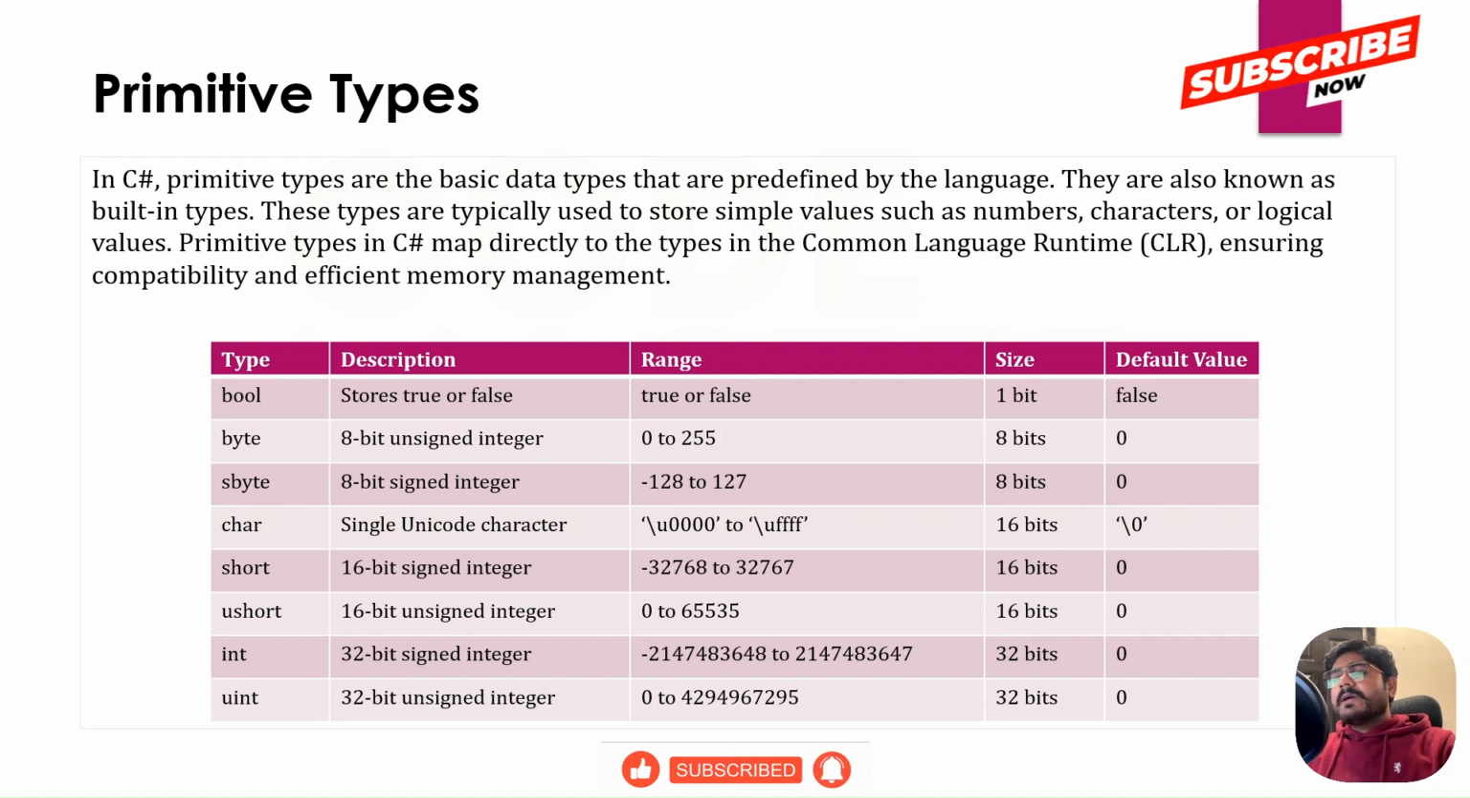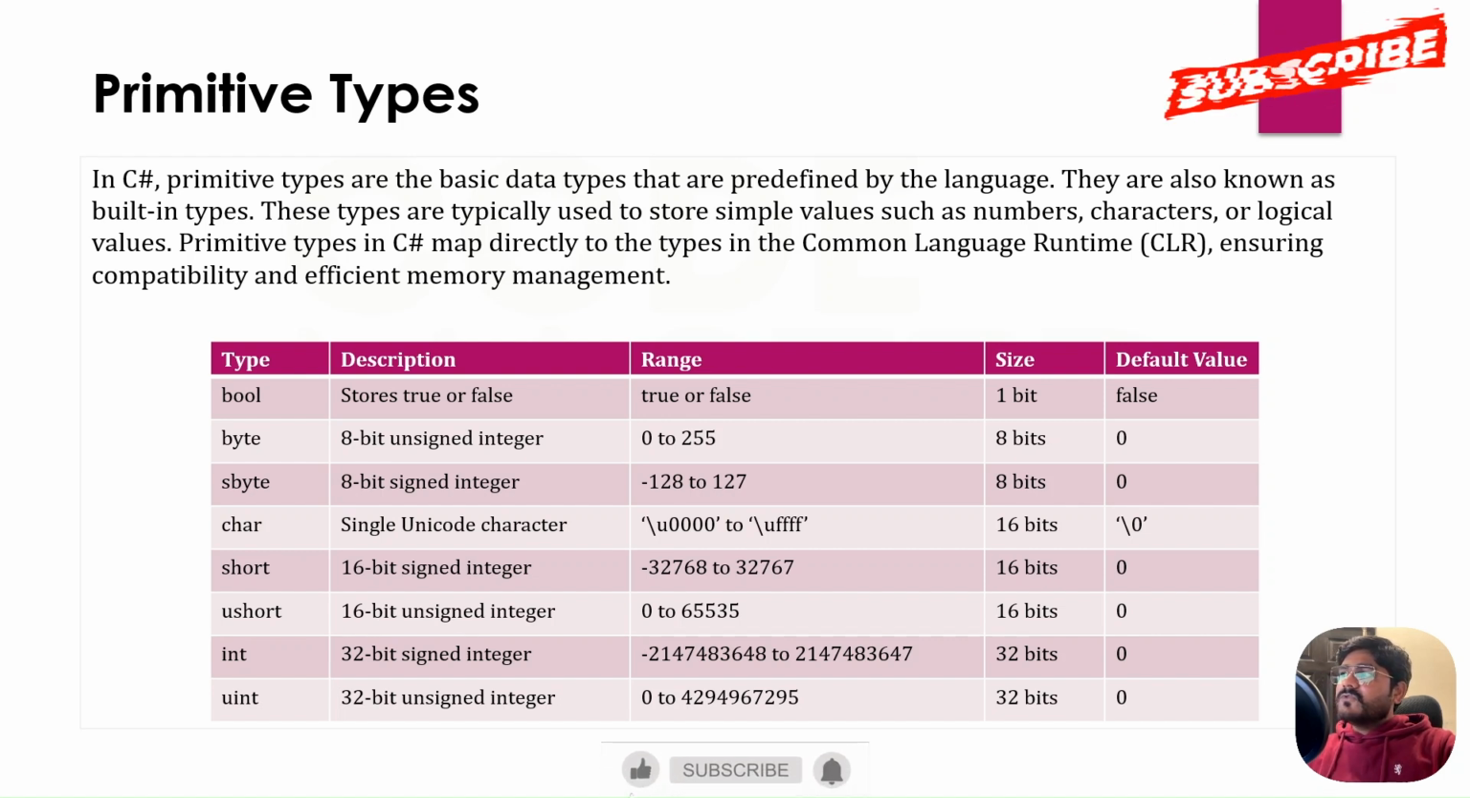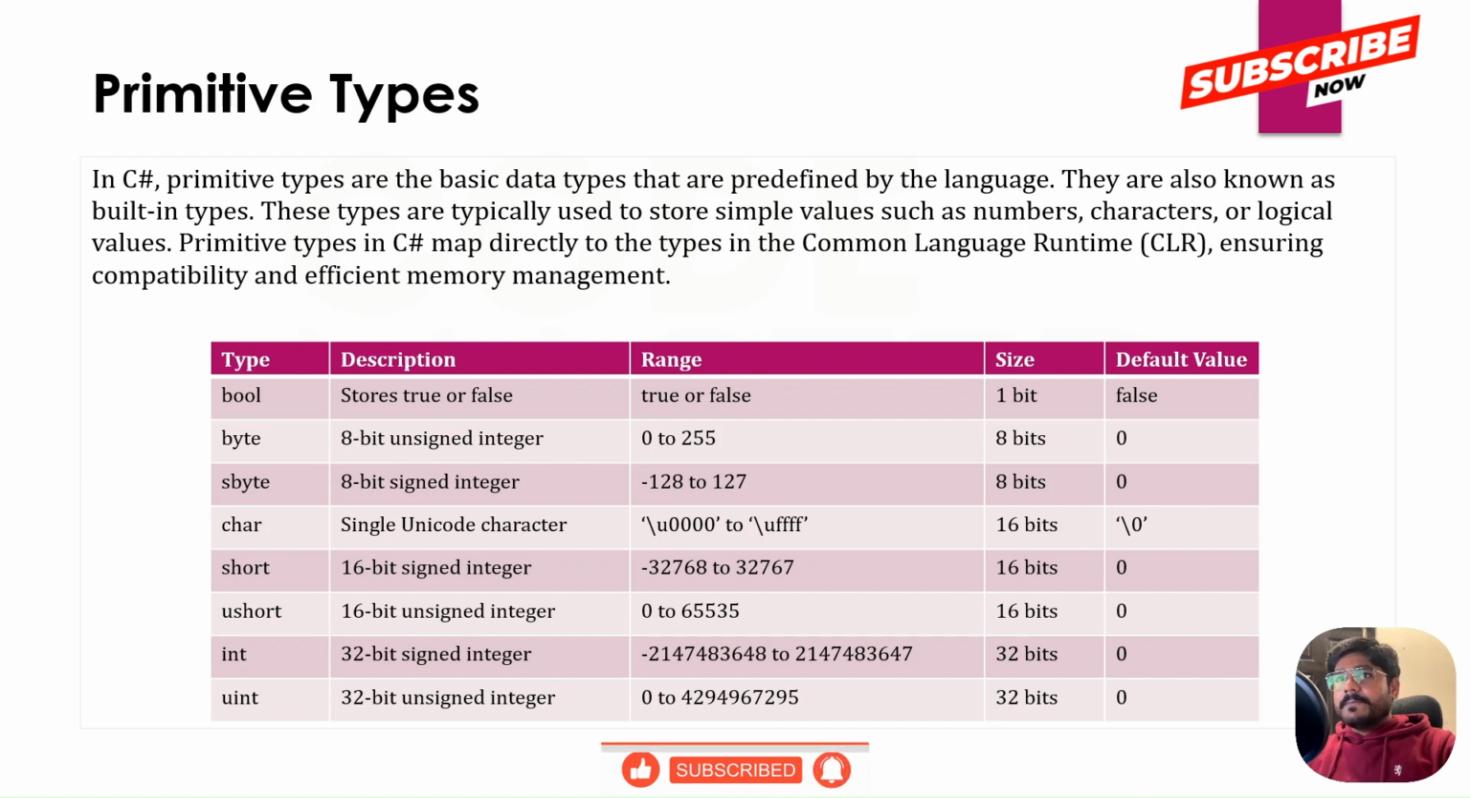After that you would be having sbyte. SByte is again an 8-bit signed integer, which is going to take 8 bits in the memory, and the default value would be 0. But here the range would be a little bit different. The range would be from -128 to 127. So now you can see the difference between byte and sbyte.